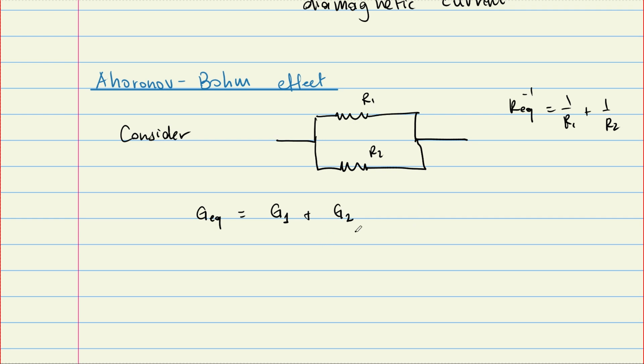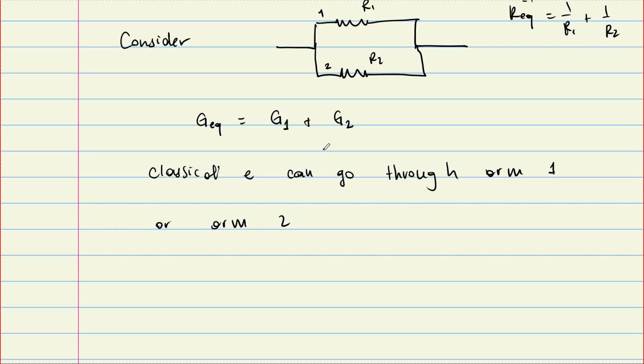But what does this say? This says that this is like a classical electron. A classical electron can go through arm 1. So this is what I call arm 1. This is arm 2. And the probability to go through R1 and the probability to go through arm 2 is just added, right? This is just an additive relation. So then probabilities add.